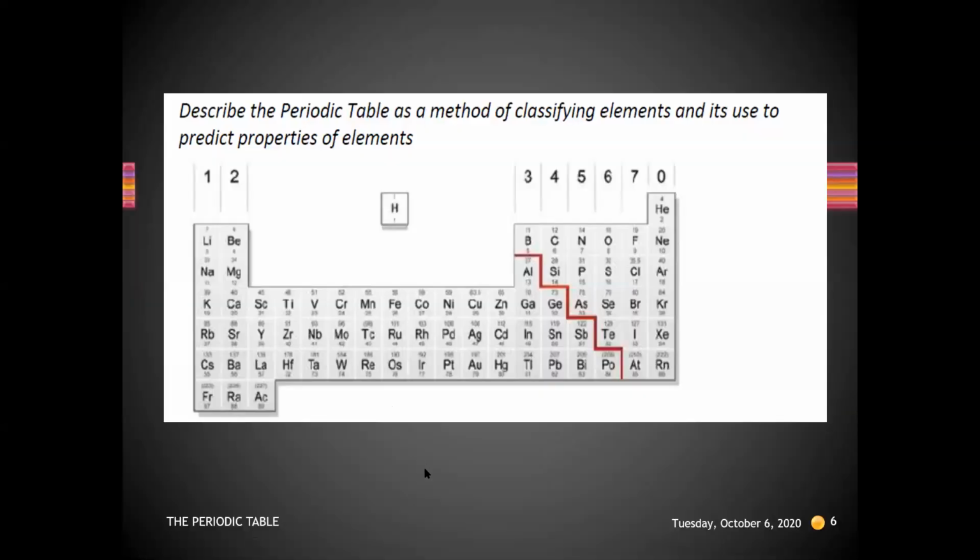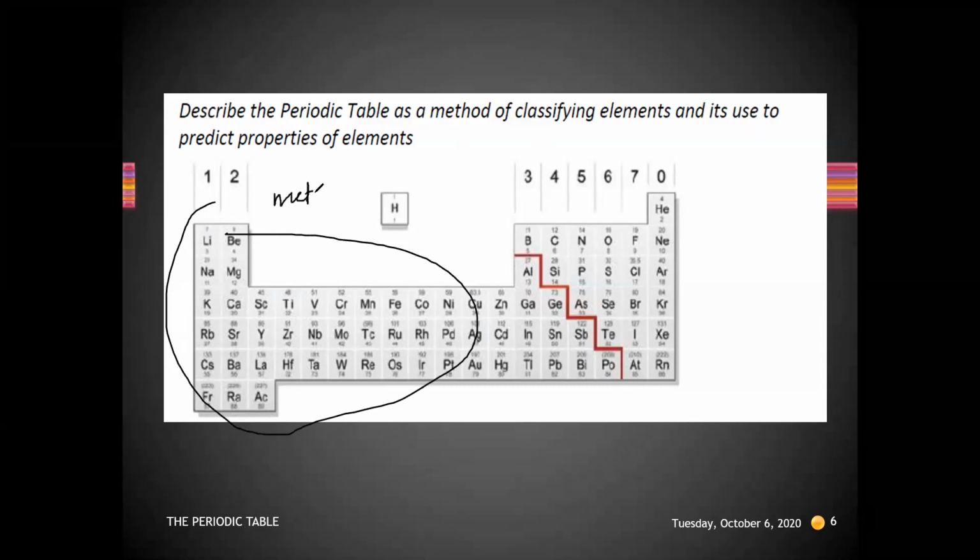So in a periodic table, on the left hand side, we will find mostly metals, and on the right hand side, we will find mostly non-metals. So the elements are more metallic on the left hand side. And what about the metallic character?